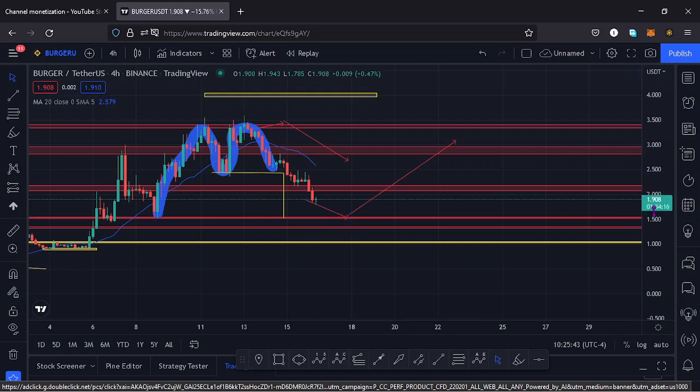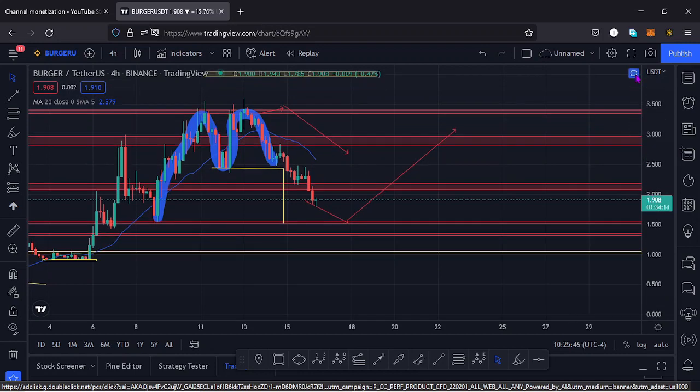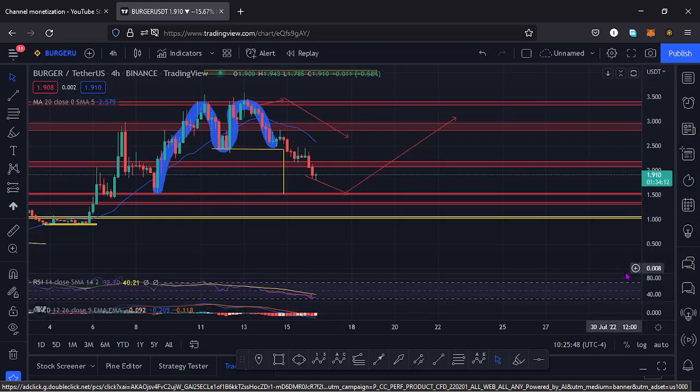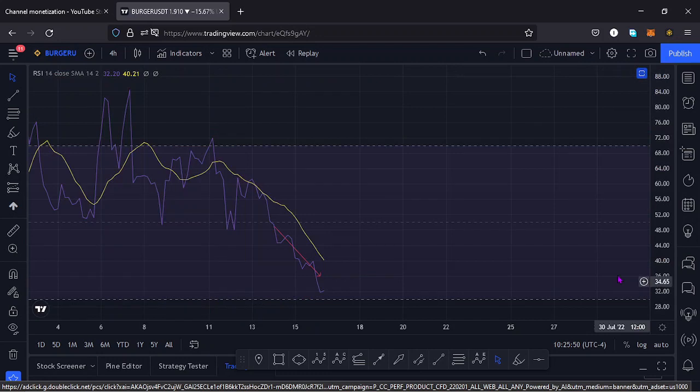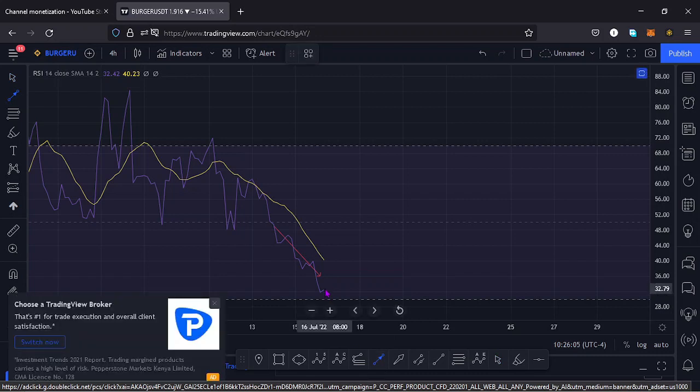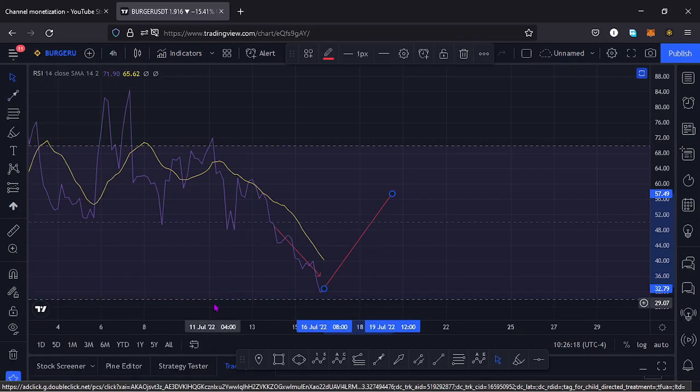So those are the key scenarios that I expect to play out here on this chart. And if I take a look at the indicators, on the RSI we are trading at around the 32 mark. That means we are in the oversold region, and it's possible that soon we might see that trend reversal to the upper side, once we find an area of support to continue pushing to the upper side.